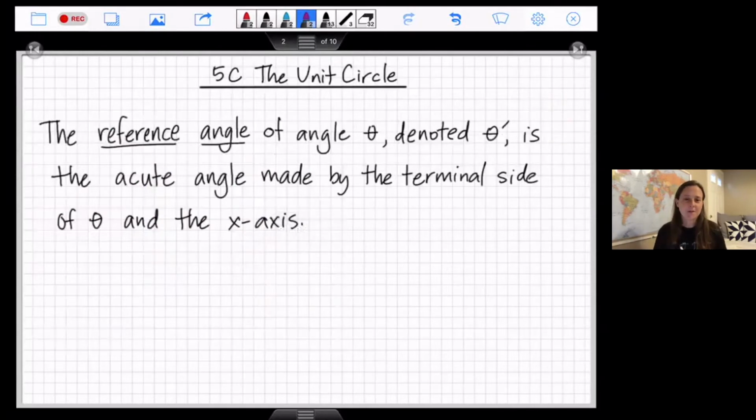So here's our official definition of a reference angle. The reference angle of angle theta, we denote this with a theta prime, is the acute angle. So remember, acute means that you're between 0 degrees and 90 degrees. Okay, so theta prime is always an acute angle made by the terminal side of theta and the x-axis. So it's going to be the angle that's your quickest trip to the x-axis, either up or down.